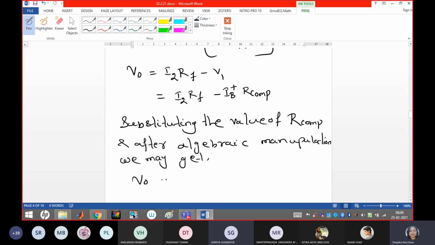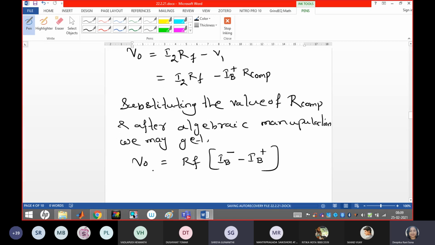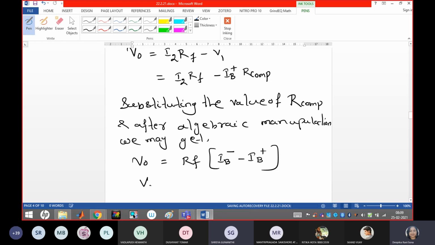We may get V0 equal to RF into IB minus IB plus. This is similar, no? IB plus minus IB minus, both are same because we have to take the absolute value, right? So the whole equation can be written as V0 equal to RF into IOS.